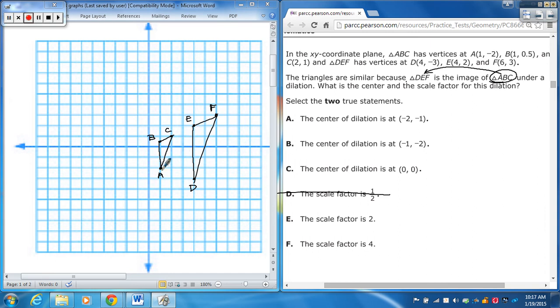Hold on. 1, 2, sorry. 1, 2, and then a half. It's a half length right there. 1, 2, 3, 4, 5. So 2.5 to 5. I am doubling that length right there. And so it's 2 times as large. E is going to be your answer, one of your answers. It's not 4 times as large, it's just 2 times as large.